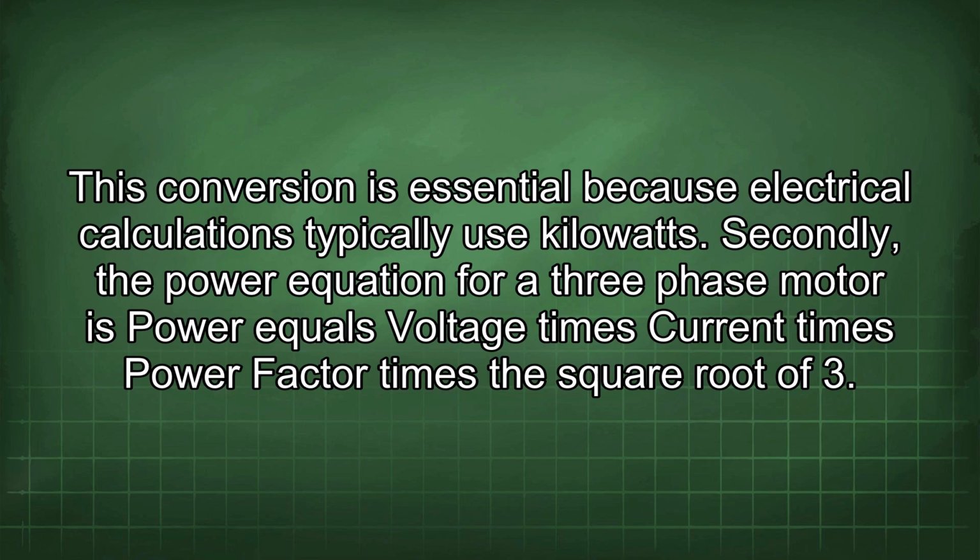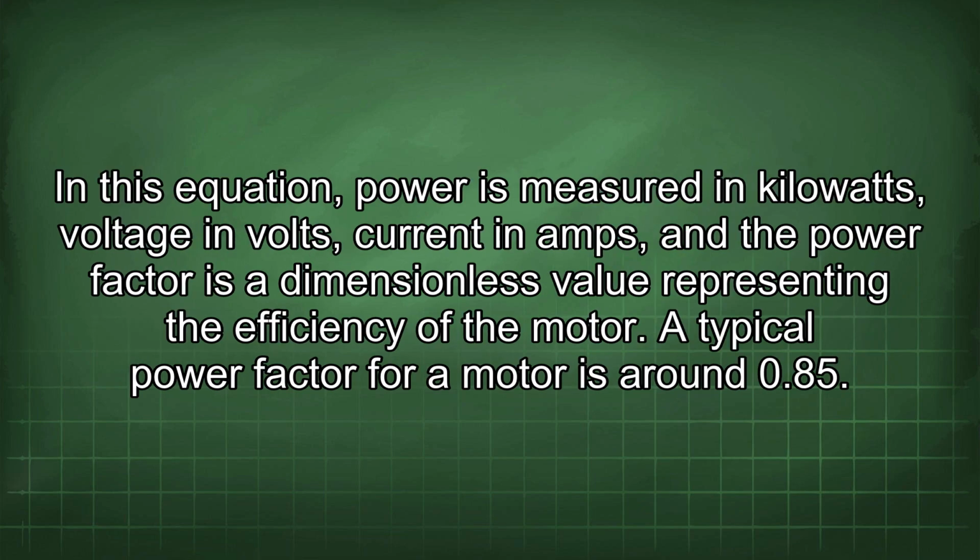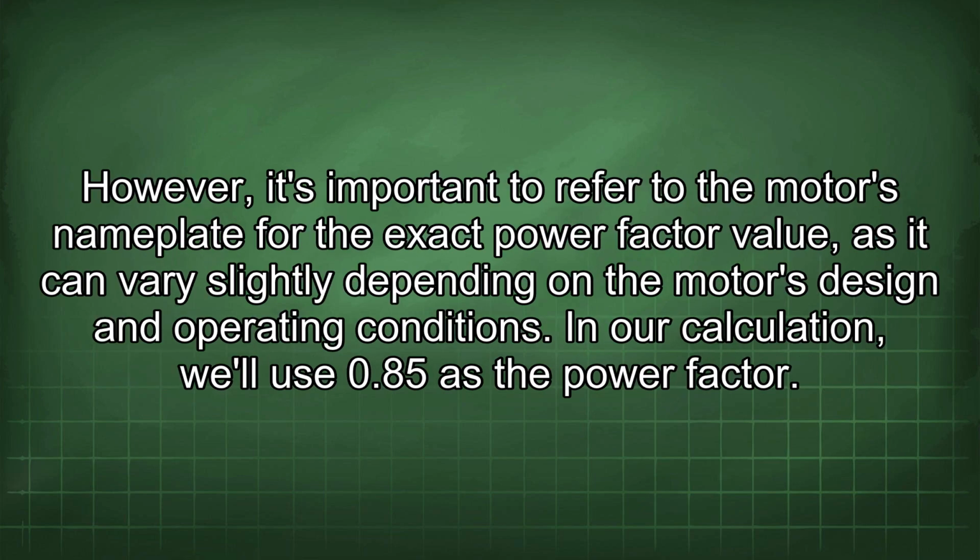Secondly, the power equation for a 3-phase motor is power equals voltage times current times power factor times the square root of 3. In this equation, power is measured in kilowatts, voltage in volts, current in amps, and the power factor is a dimensionless value representing the efficiency of the motor. A typical power factor for a motor is around 0.85. However, it's important to refer to the motor's nameplate for the exact power factor value, as it can vary slightly depending on the motor's design and operating conditions. In our calculation, we'll use 0.85 as the power factor.